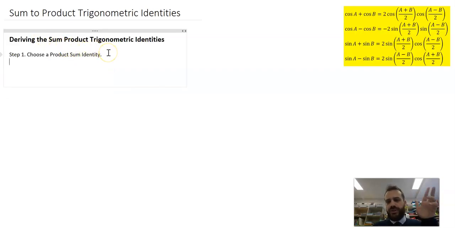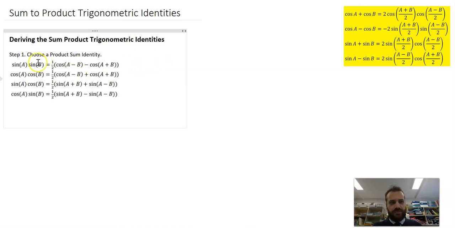I'm not going to do all 4 of them. I'm just going to do one, and you can fill in the gaps after that. So, step 1, choose a product sum identity. So here are my product sum identities. And let's just choose the first one and deal with that one.